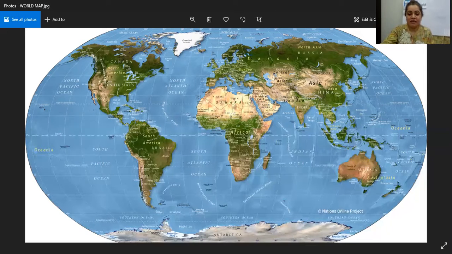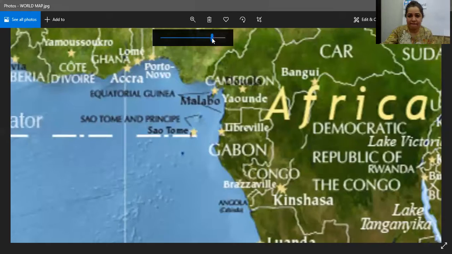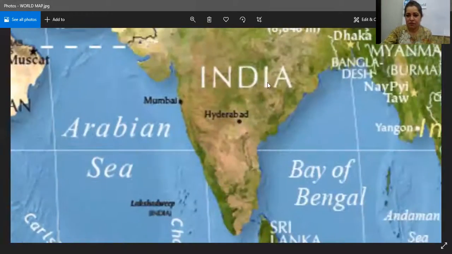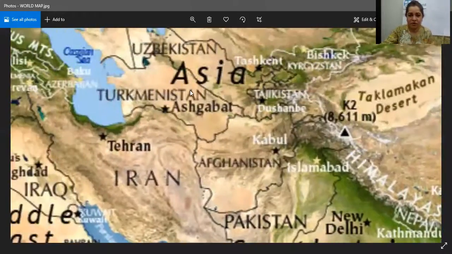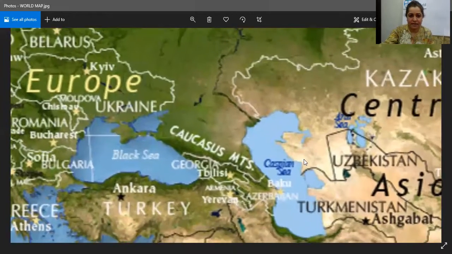So if we look at this picture of the world map, we can see that Asia is with Europe over here, right? Yeah, just have a look at this. We are in Africa. We don't want to be in Africa. We want to look here. Yes, okay, now let's see.